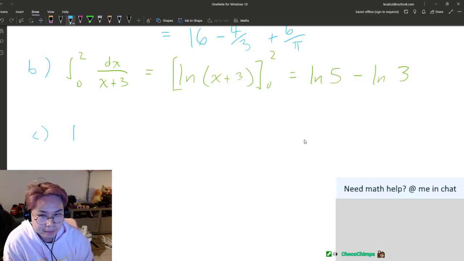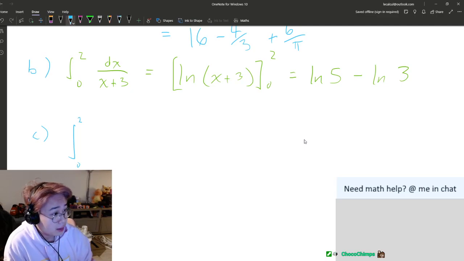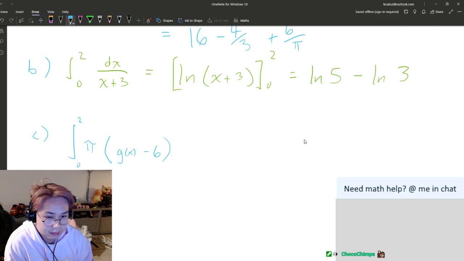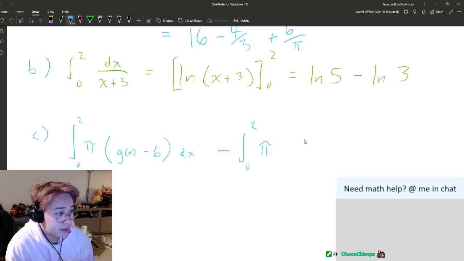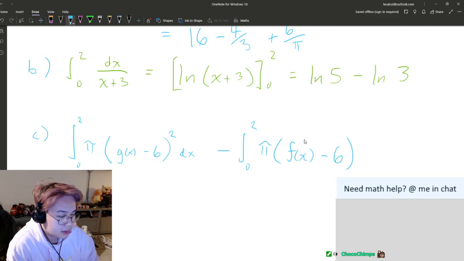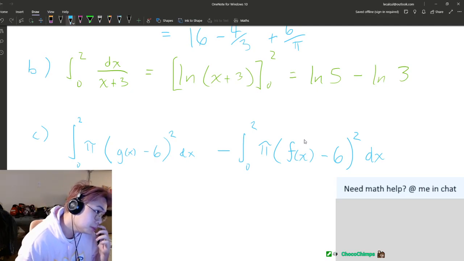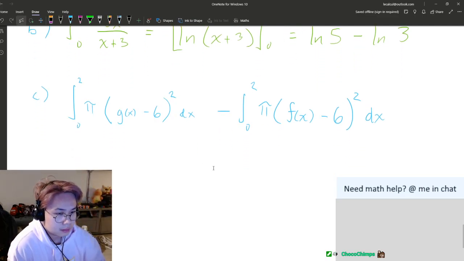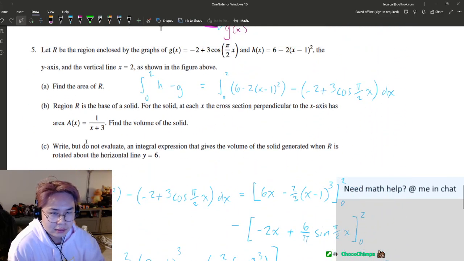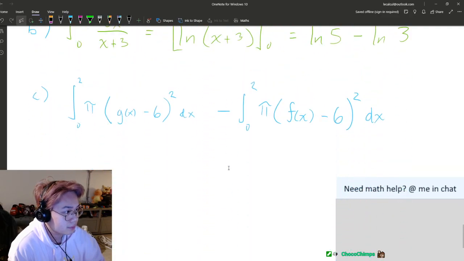Okay. So the integral is from 0 to 2. And then it goes pi r squared, right? So pi, and then the radius of the first one is g of x minus 6, dx, and then we are going to subtract 0 to 2 of the inner volume of revolution. Oh, and this needs to be squared. And then f of x minus 6 squared. And as long as this is the correct formula, which it might not be, I think this is it, right? They don't want you to evaluate it. Yeah.